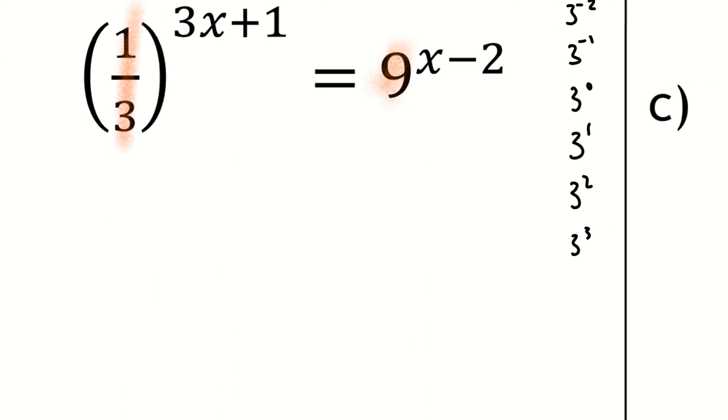3 to the first is 3, right? 3 to the second is 9. This is 27, but I don't think I need that. 3 to the 0 power is the number 1. Anything to the 0 power is 1.